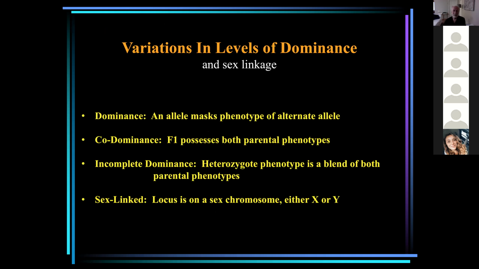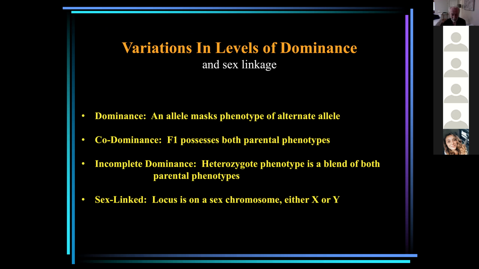Now there can be variations in levels of dominance. As we've just said, dominance indicates that an allele masks the phenotype of its alternate. Now, codominance can happen for some traits. In the case of codominance, the F1 generation has both parental phenotypes.